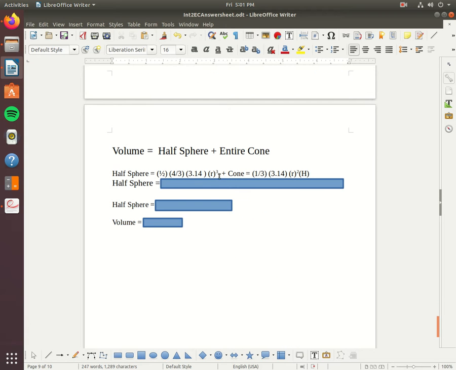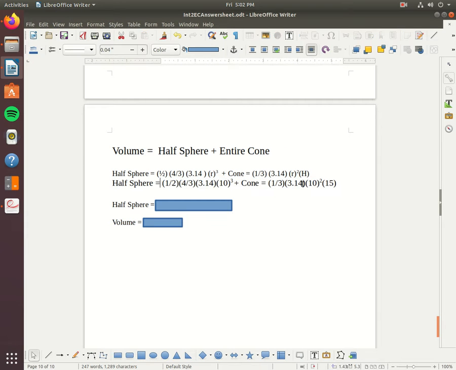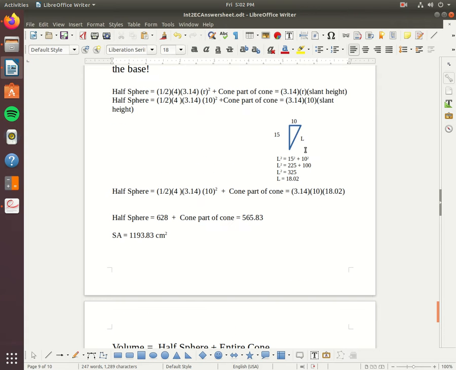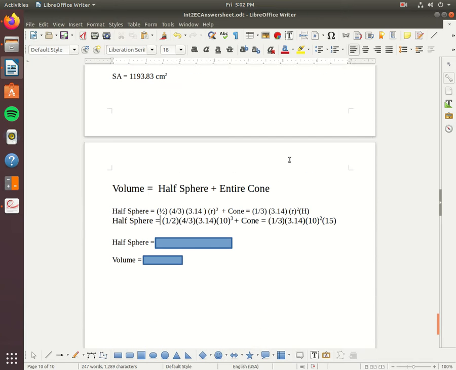So when I go here, I'm going to take the equation of a sphere, and I'm going to put a half in front of it because I only want half. But the cone, I'm going to use the whole volume. You'll notice it actually wants height instead of slant height here. So I slug these numbers in. I know my radius was 10, and I know my actual height was 15. Don't forget your actual height was 15 here. Your slant height was 18. So make sure you know the difference between the two.